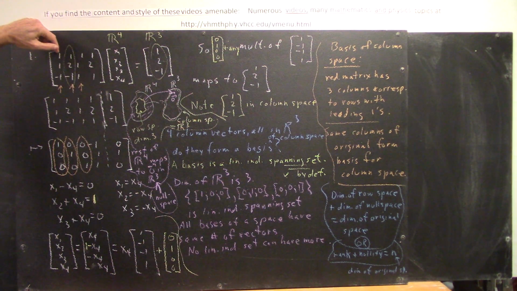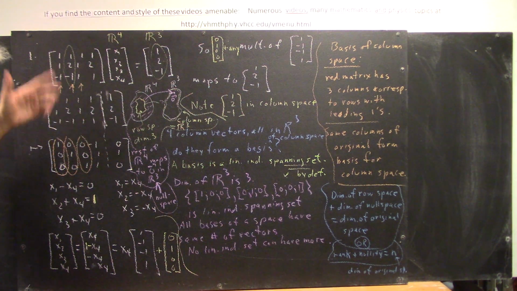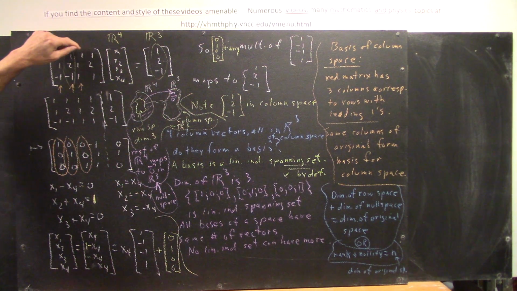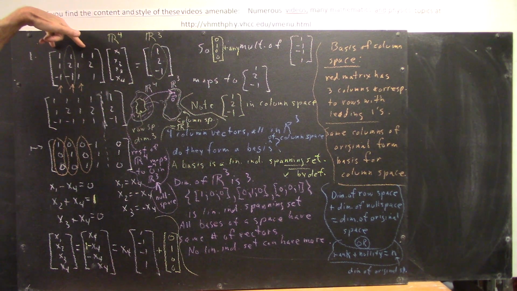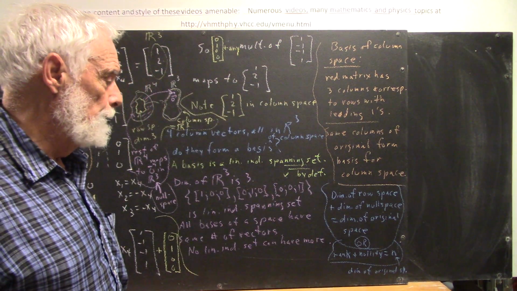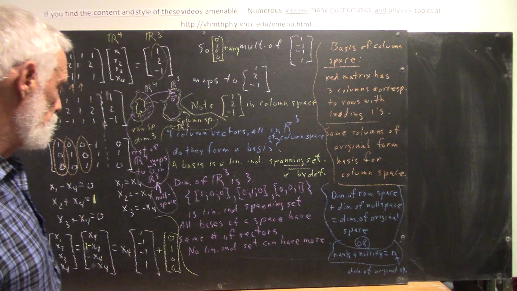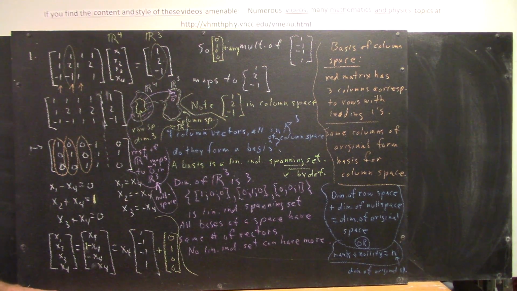That means that the first, second, and third columns that I've indicated by arrows in the same color will be a basis for the column space. So right there is a basis for your column space. So that's all we're saying over here. And then we have another thing about the dimension of the row space and the dimension of the null space.